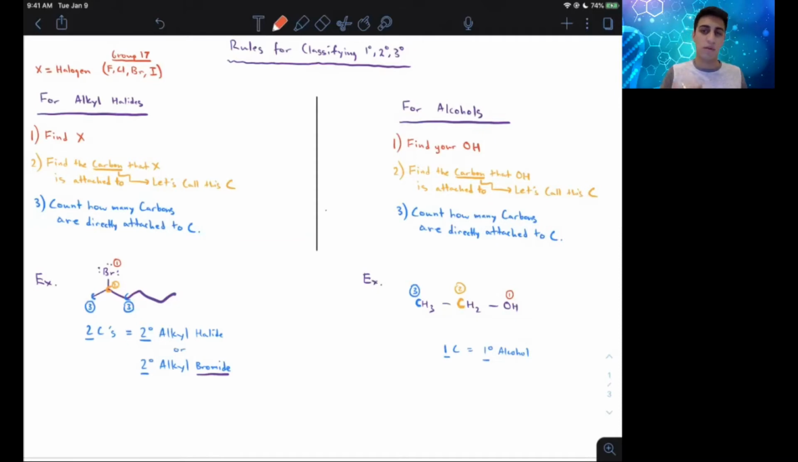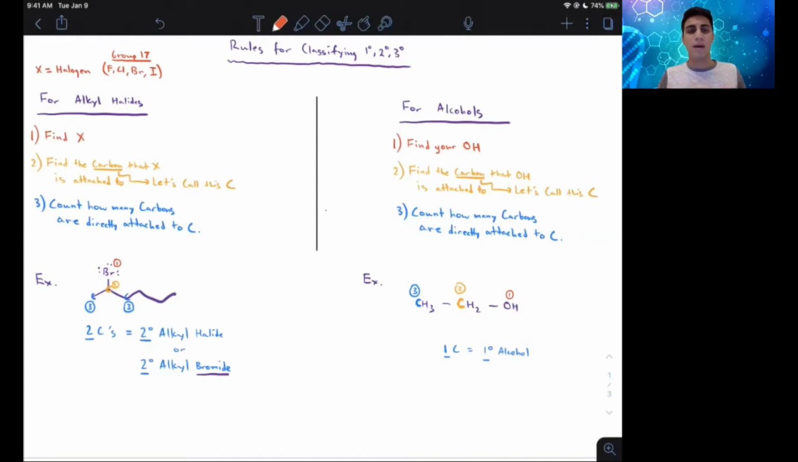Now, if we want to be a little bit more specific, we know that this right here is a bromine. So this would be bromide, secondary alkyl bromide. And that would be the most specific way to answer this. Or, of course, you can give a name. But again, giving a name for this won't actually give it a classification for primary, secondary, tertiary. Now, it is that simple.